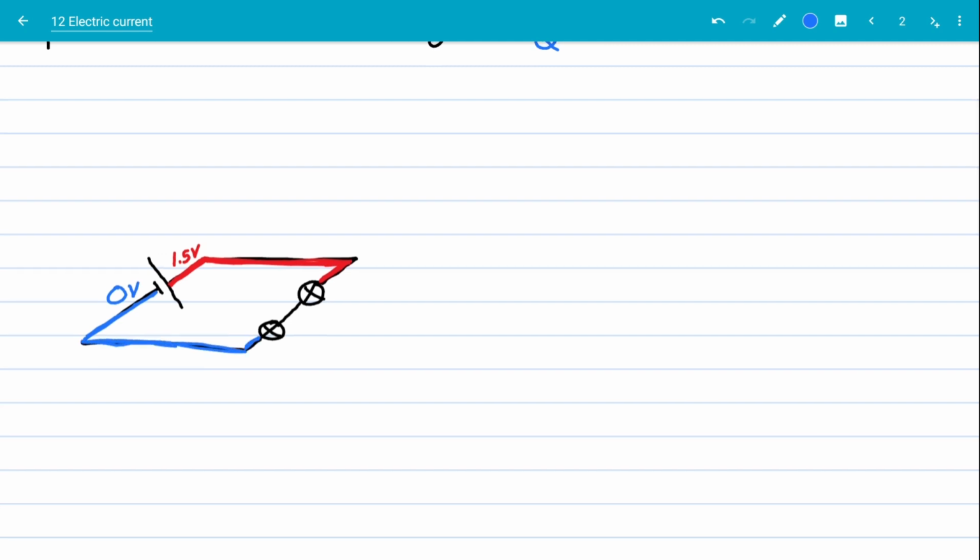And then we have this interesting situation here with these 2 lamps, where in the middle there's going to be some potential between 0 and 1.5. Maybe we could have 1.0 volts potential there. So what would that look like?